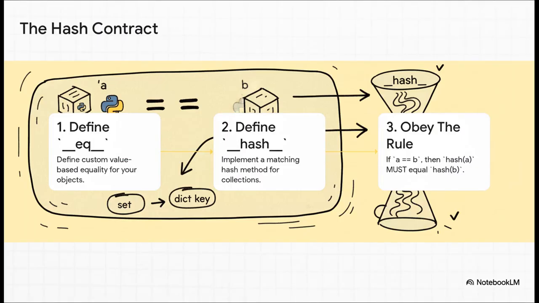True! Now this part is super important. When you define equality, you're entering into a contract with Python. If you want your objects to work in things like sets or as dictionary keys, you must also implement the __hash__ method. The rule is simple, but it's unbreakable. If two objects are equal according to your __eq__ method, then their hash values absolutely must be equal too. This is the secret to making your objects play nice with some of Python's most powerful data structures.